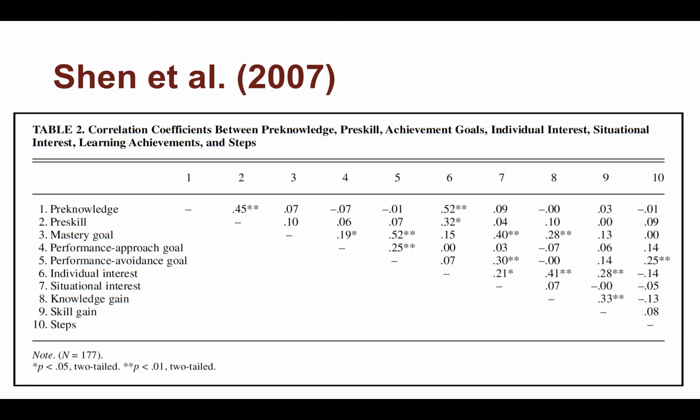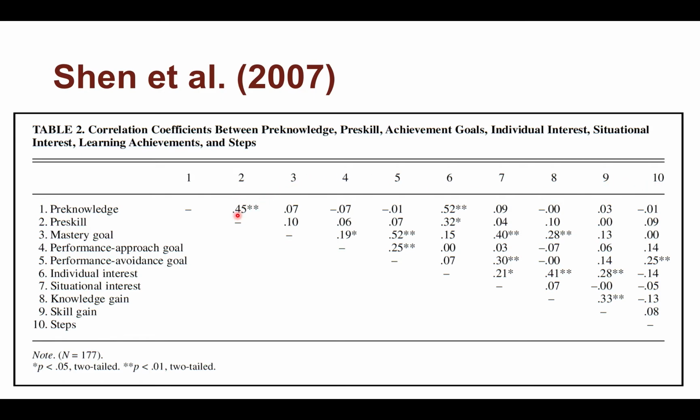Here's a correlation table from a published article from Shen et al. in 2007, where they're basically looking at correlations between a lot of different motivational variables. I just wanted to go through how to read a table like this. I'm going to pull up my laser pointer quickly. The way this is organized is it lists the 10 variables that they were examining, and then it uses the same numbering across the top.